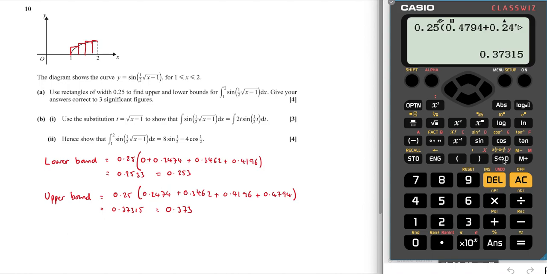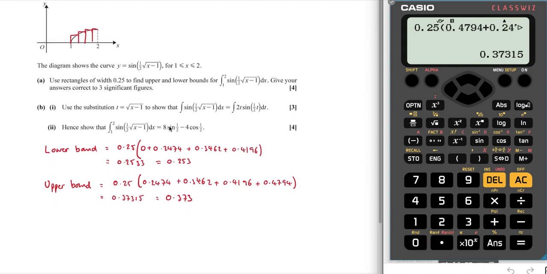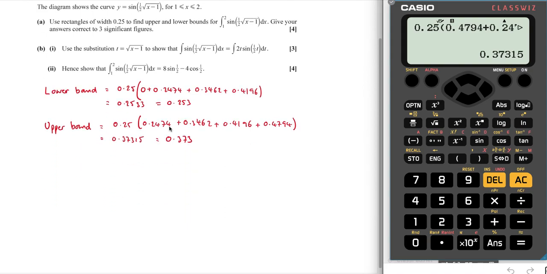Use the substitution to show that. So we're doing integration by substitution now. As ever, we are told the substitution. So we have that t is root x minus 1. I want to find dt by dx.